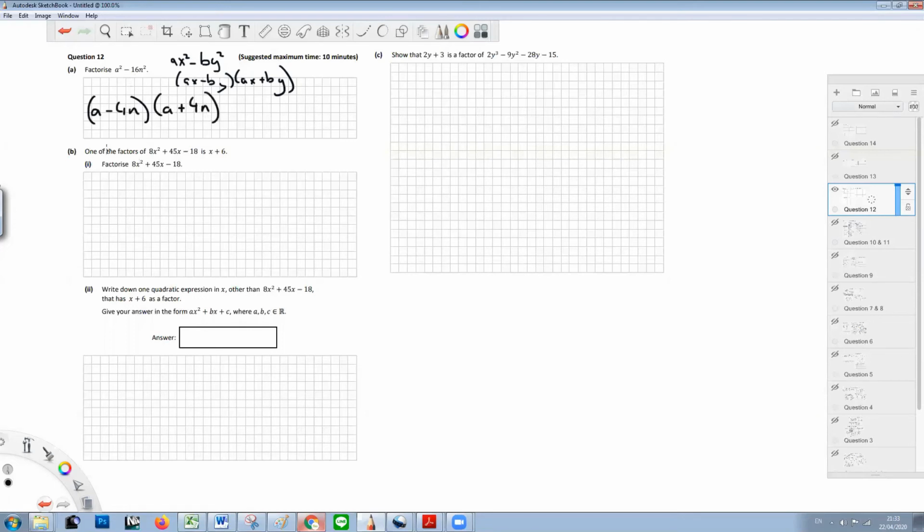and that's your answer. Nothing else to it. So one of the factors of this is x plus 6. So we're told that one of the factors is this. So if I divide that into this, I should find the other factor.